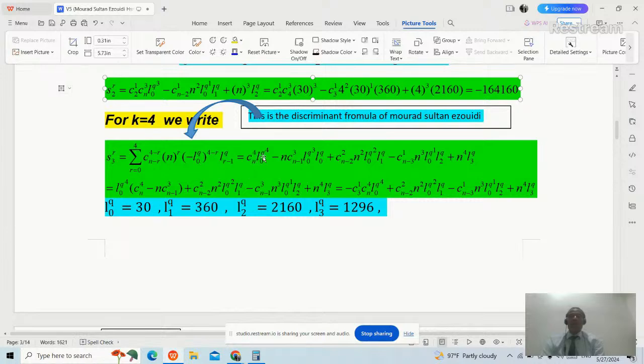combination n choose 4 and L0 for the q raised to the power 4. If the polynomial is of degree 4, then combination 4 choose 4, no need to write it, but this is the formula. It has to be written like that, minus combination n minus 1 choose 3 and L0 for the q raised to the power 3 times L0 for the q, plus combination n minus 2 choose 2 and squared L0 for the q squared L1, minus combination n minus 3 choose 1 and cubed L0 for the q times L2, plus n4, okay, L3.